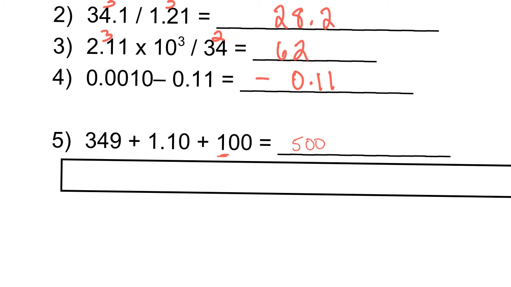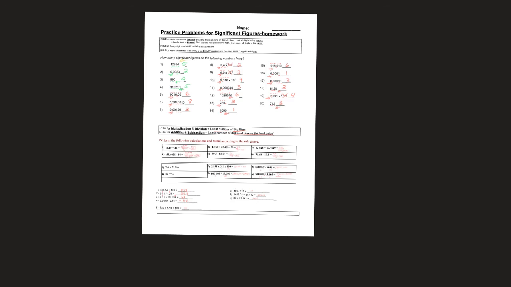And this is the answer for number 5. It needs to be rounded to 500, even though the number is 450, because 5 would cause the 4 to round up to a 5. So you'd end up with 500. So those are all the answers to the problems. I hope you found this to be helpful.